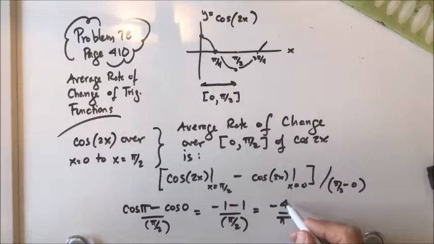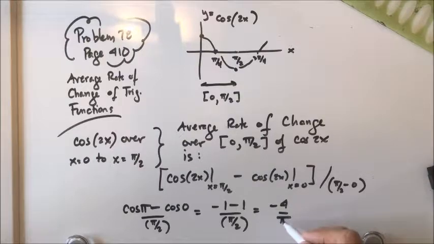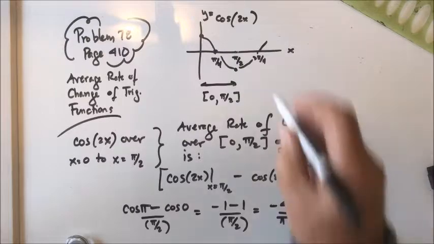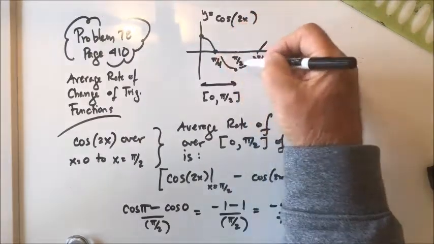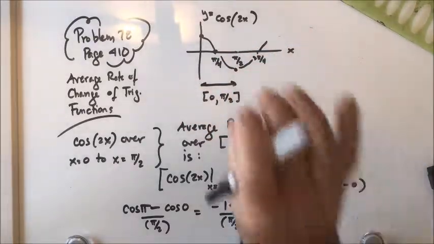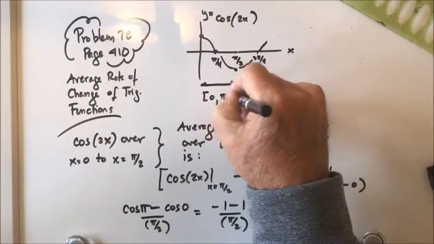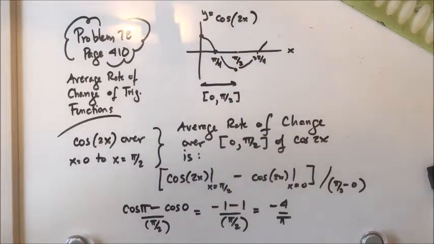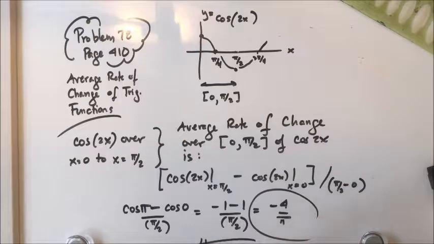So does that look reasonable? On average, the function goes down by a number a little bit bigger than -1, right? It went from 1 down to -1, so it went down -2, and it did that over a stretch that was pi over 2 long. Yeah, -4 over pi is the answer.